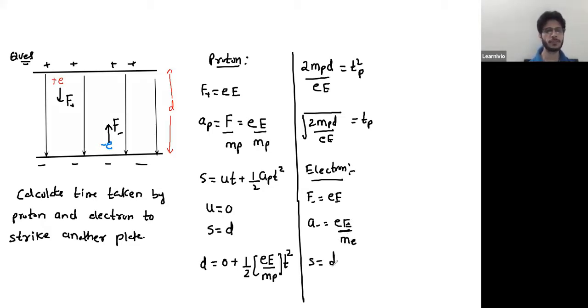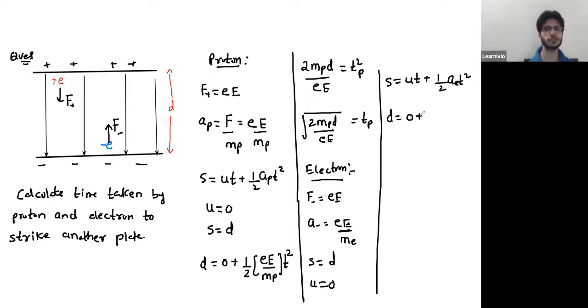Again, the initial velocity of electron is 0. You can use this equation: s is ut plus half acceleration of electron into t square. So displacement is d, initial velocity is 0, it's half, acceleration of electron is E by me, over te square. So the te comes out to be twice the mass of electron into d by E.